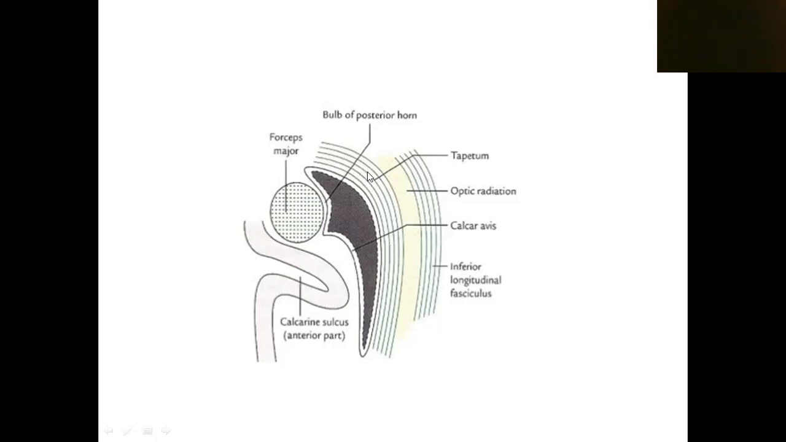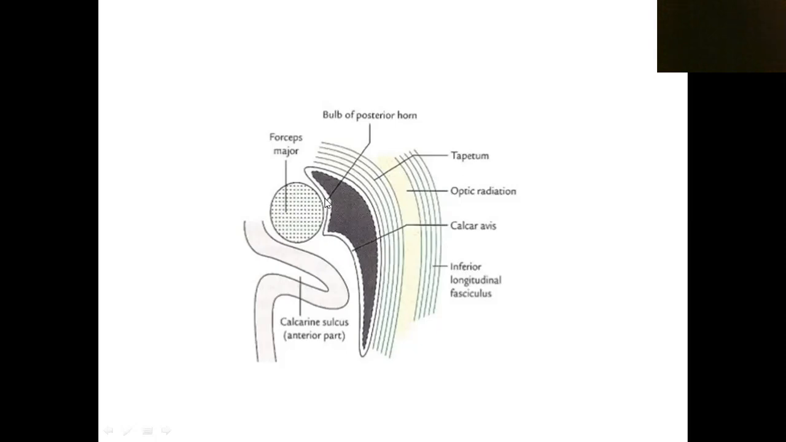The roof is formed by the tapetum. Tapetum, I told you what that is. The tapetum is a continuation of the fibers of the corpus callosum. It's a thin sheet, a continuation of the corpus callosum. So the roof is formed by that part of the corpus callosum known as the tapetum.